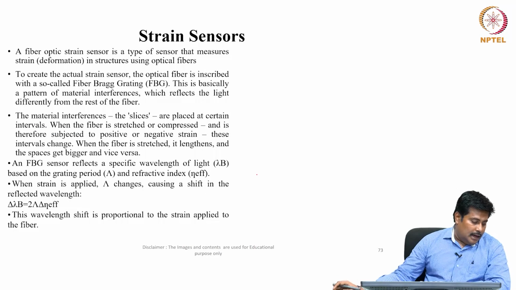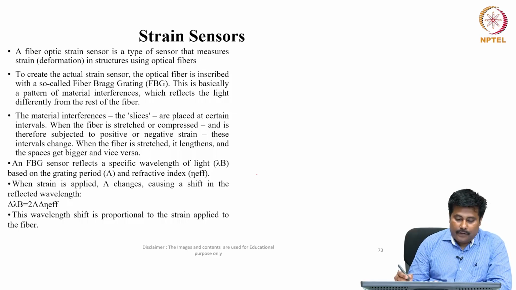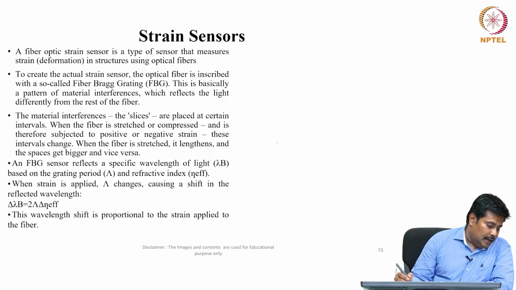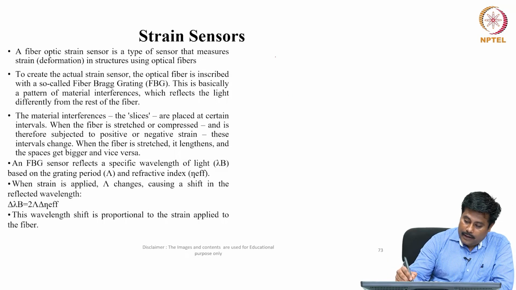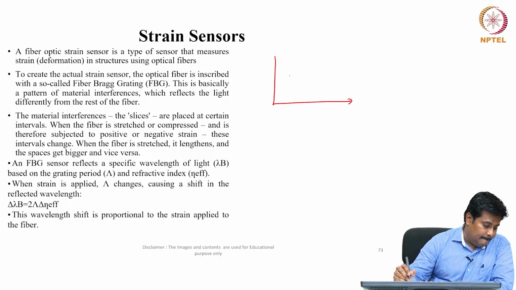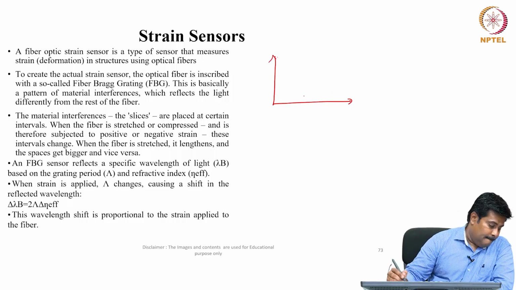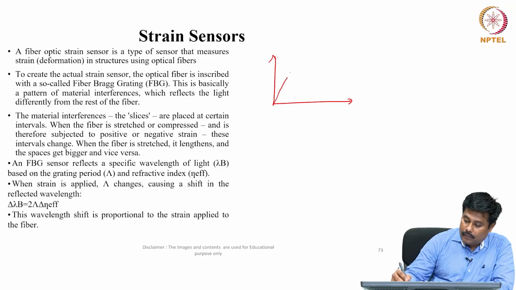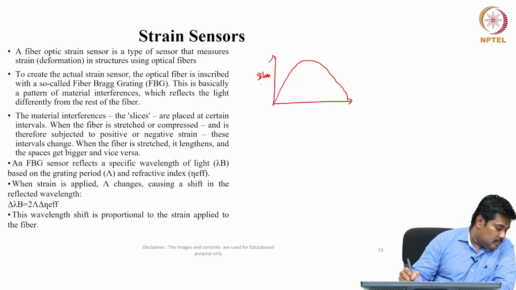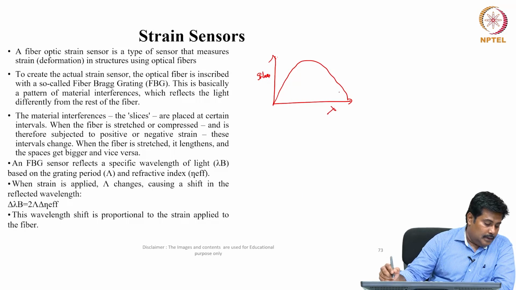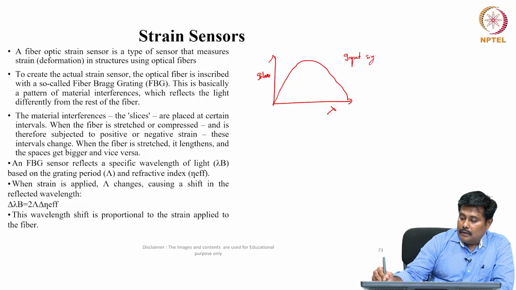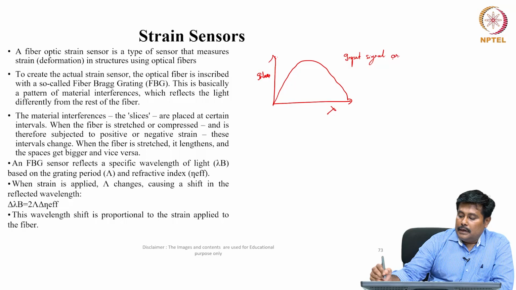Now, let us take an example with reference to a strain sensor. In the case of a strain sensor, let us consider that we have an input signal. This is the intensity versus lambda. This is the input signal or the incident signal.